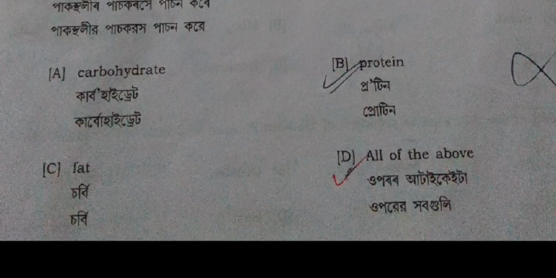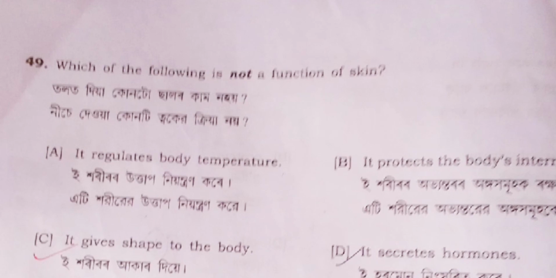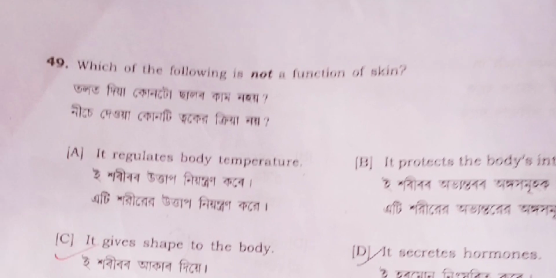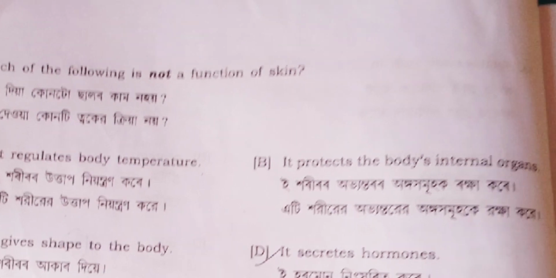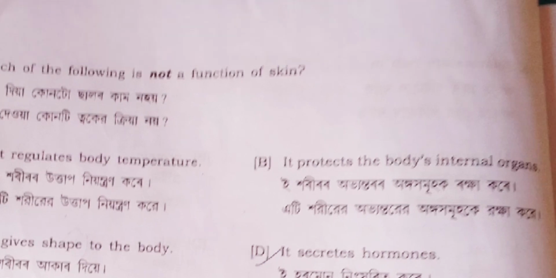Next question is, which of the following is not a function of skin? So first one is, it regulates body temperature, or B, it protects the body's internal organs, or C, it gives shape to the body, or D, it secretes hormones? So the function which is not a part of skin is D, it secretes hormones.